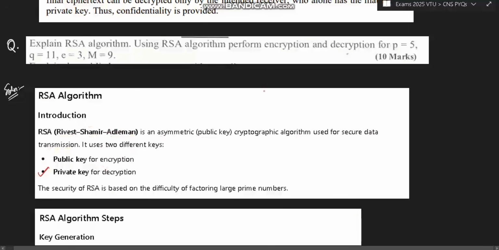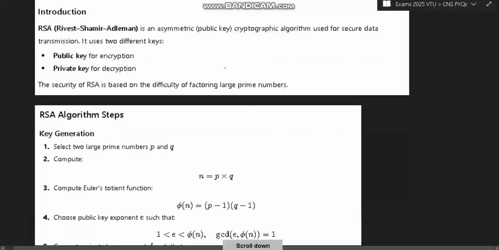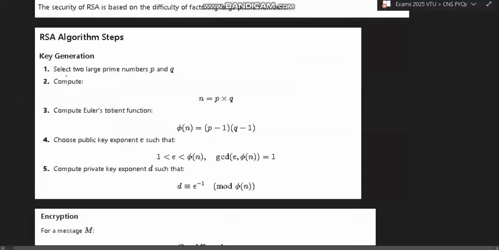What does this mean? This is how the algorithm works, and you have to write the algorithm like this only. Select two large prime numbers P and Q. Then multiply them and find out n. Then compute the Euler's totient function, which is calculated as (p minus 1) into (q minus 1). That will be phi of n.